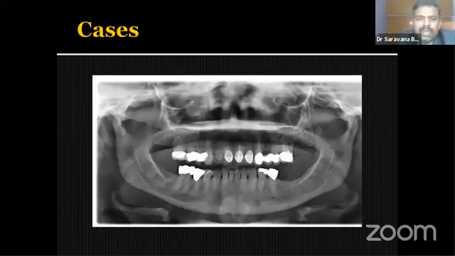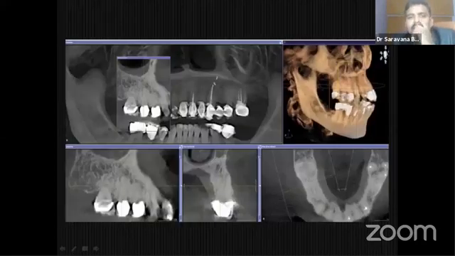Okay, this is one case. This is the first case. The patient is having pain in the tooth number 16 and 17 region. This is the OPG. Without root canal treatment, they have placed the crown. We go for a CBCT in OPG view, where we could not identify anything.